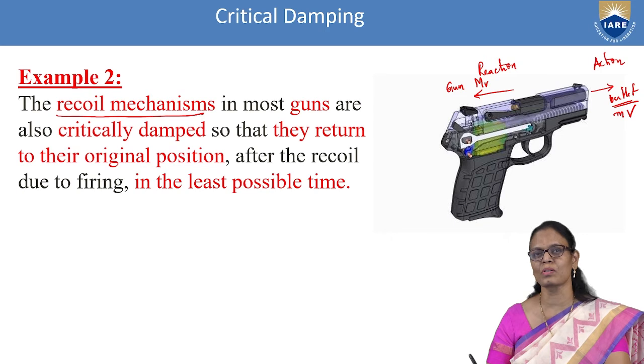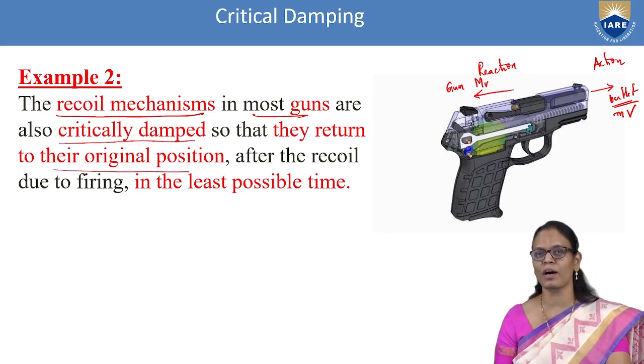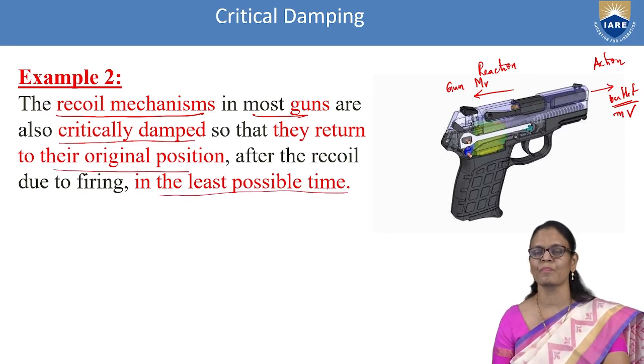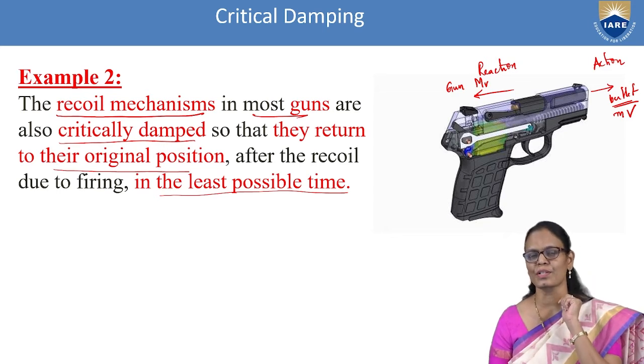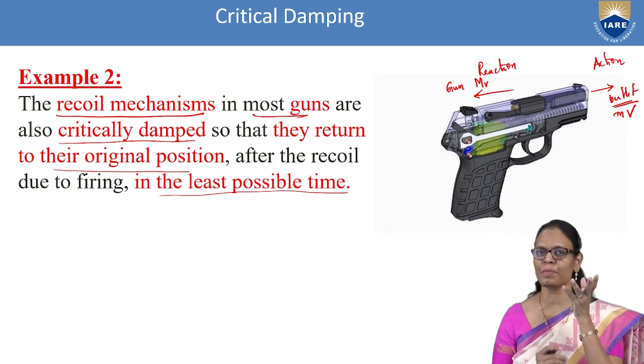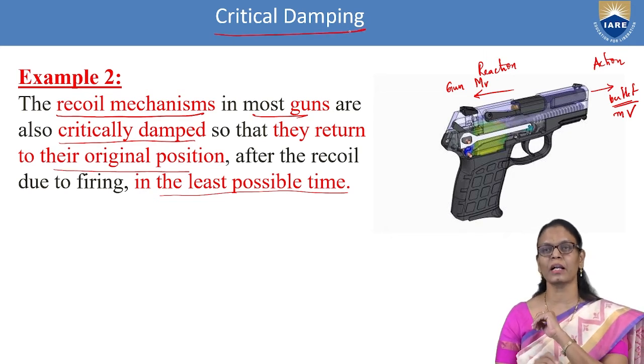Now, in this case also, most guns are critically damped so that they will return to their original position after recoil in the least possible time. When a bullet is fired from a gun, if the gun is oscillating because of the recoil velocity, it is very uncomfortable for the person who is handling the gun. So what we need here is critical damping. As soon as the bullet is fired, the gun recoils back, but it has to come back to the equilibrium position without oscillating in the least possible time. So what we need here is critical damping.